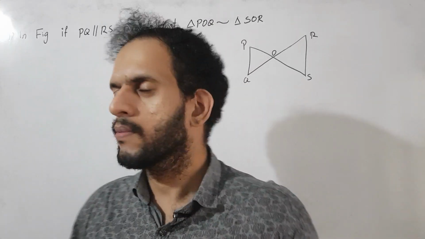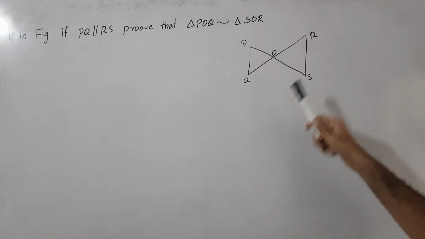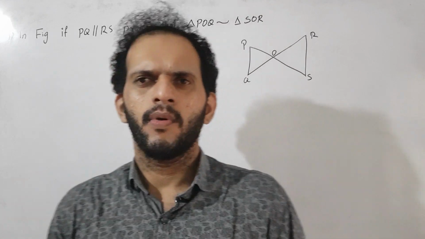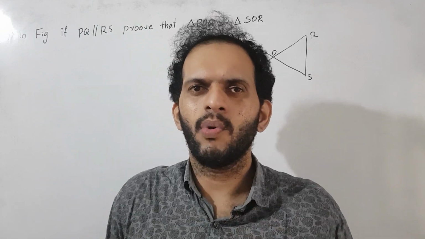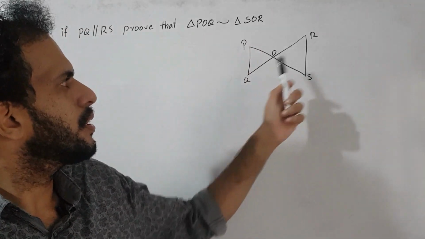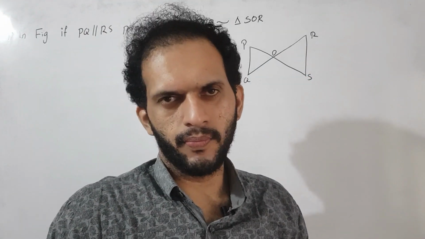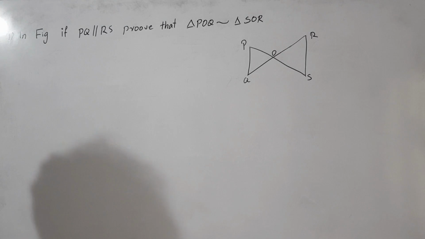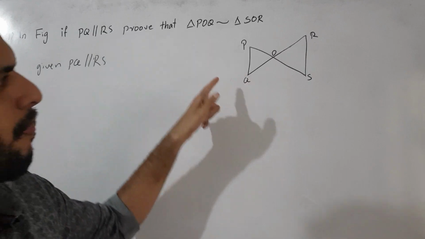The first question is like this. In the figure, if PQ is parallel to RS, prove that triangle POQ is similar to triangle SOR. Here it is very clear: we want to show these two triangles are similar. For proving that, it is given that PQ is parallel to RS. It's very easy.